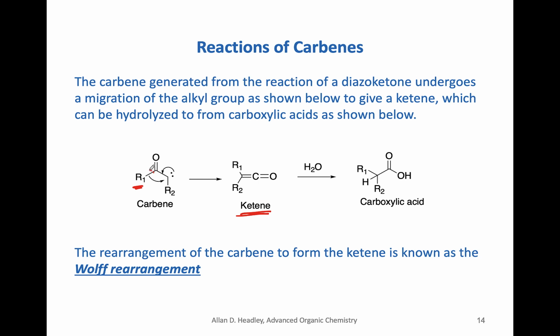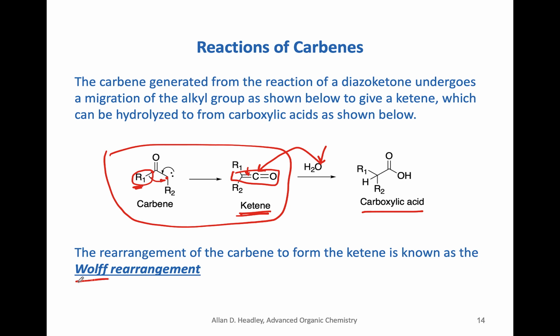So again, this actually migrates over to here, and these over to this carbon. Why? Because it has a vacant p orbital. The unshared electrons of the carbene then come back in to form here a double bond right here, and this functional group here is called a ketene. Very reactive in the presence of water, as you can imagine. Water will react right here, and we end up with the carboxylic acid. This rearrangement here is known as the Wolff rearrangement.